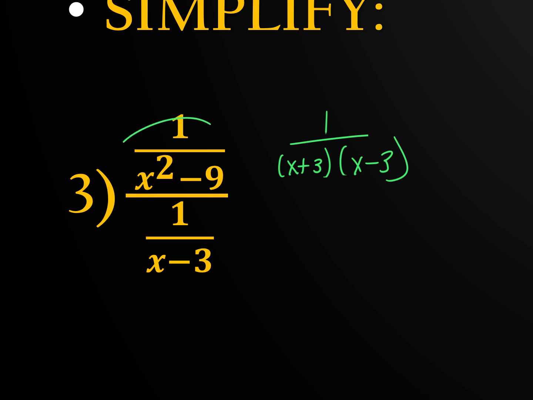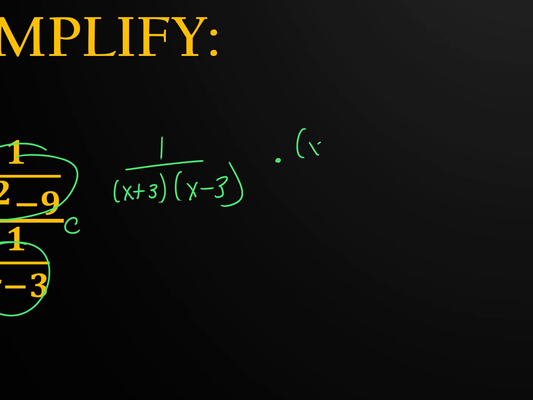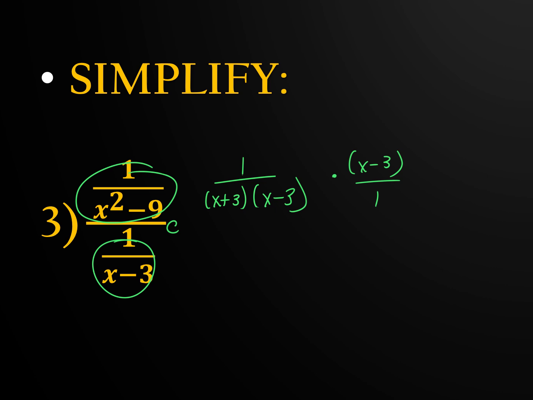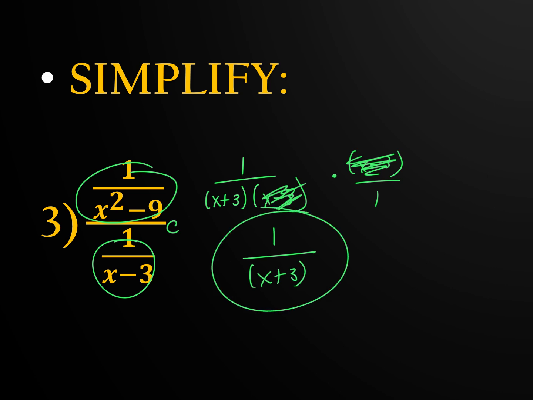So I'm going to keep, change, flip. This becomes x minus 3 over 1, correct? Anything in top and bottom that's exactly the same, the x minus 3's, okay. What are we left with in your numerator, guys? There's a 1 over x plus 3. Don't forget, if something cancels, if everything cancels, it does not mean there's nothing there. There's always a 1 left.